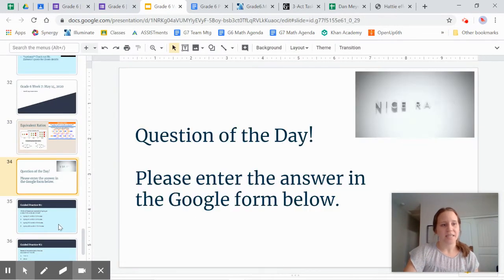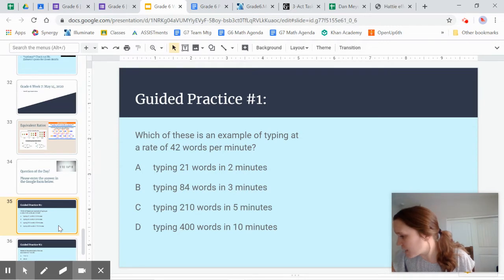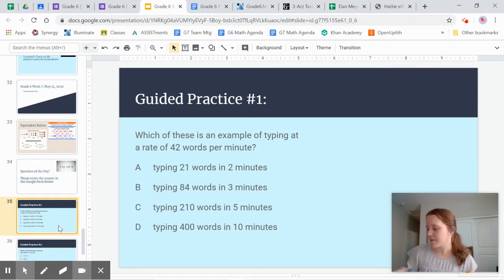Awesome. Let's get started with guided practice number 1. On your paper, go ahead and label number 1. Which of these is an example of typing at a rate of 42 words per minute? All right, go ahead and take a minute on your own to work through this question, and then we'll come back together.